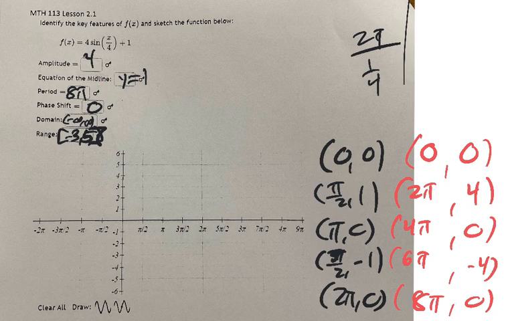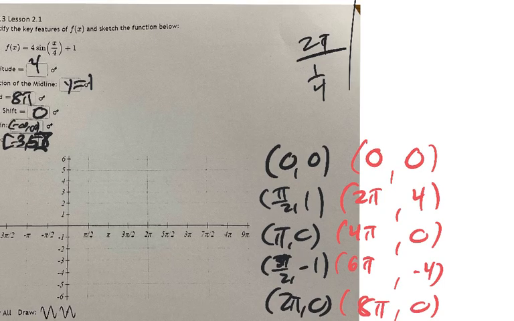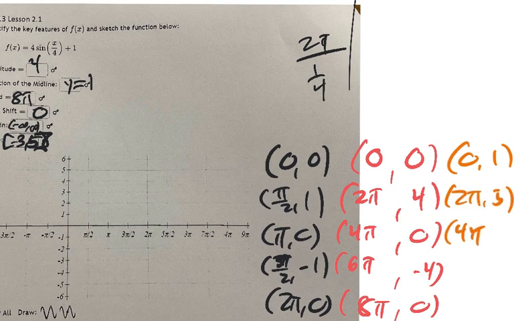And now then, the only transformation I've not done is adding 1 to my y's. So if I add 1 to all of my y's, I'm at 0, 1. I'm at 2 pi, 5. I'm at 4 pi, 1. I'm at 6 pi, negative 3. And 8 pi, 1. Then I can graph 0, 1. 2 pi, 5. 4 pi, 1. 6 pi is off the graph.